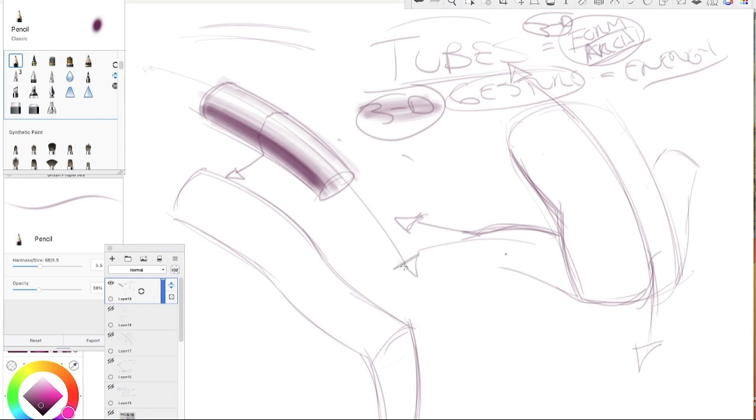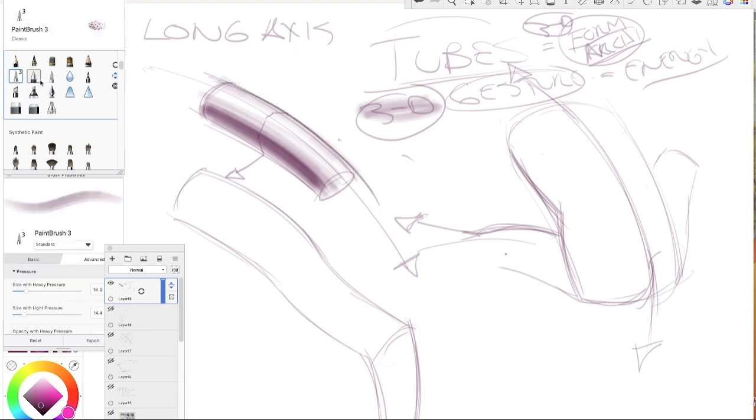So when I say gesture, the simplest way, and I love simplicity, I want a 10-year-old to be able to understand this. The gesture is just making marks down the long axis, whether they're linear marks or tonal marks, and making those marks curved.